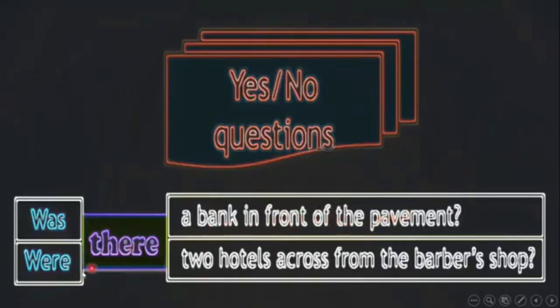Were there 2 hotels across from the barber's shop? Look here, my students. We use the noun hotels as a plural noun, because here we use were there. Were there 2 hotels across from the barber shop? هل كان يوجد 2 hotels across from the barber shop?